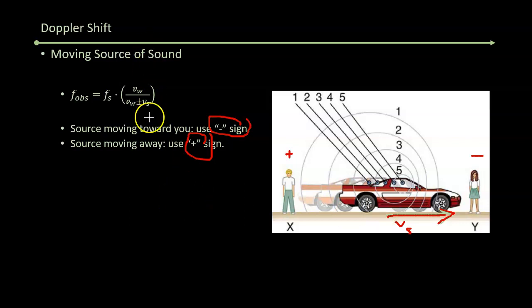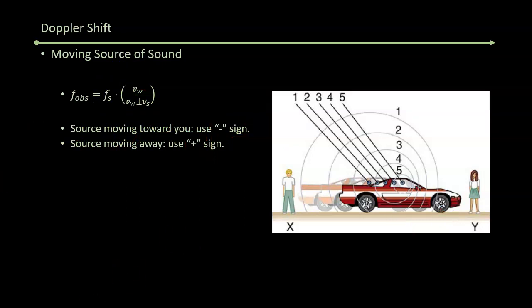All right? So what does it take to make this number smaller? Well, this number gets smaller with a plus. That's going away from you, right? Because the denominator then is bigger, making this number smaller. On the other hand, if it's coming towards you, you know it gets bigger. You need the minus to make the denominator smaller so that the overall number gets bigger.